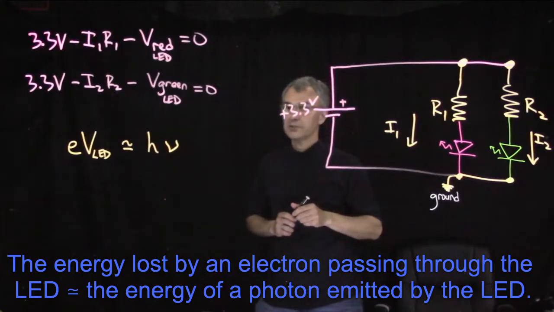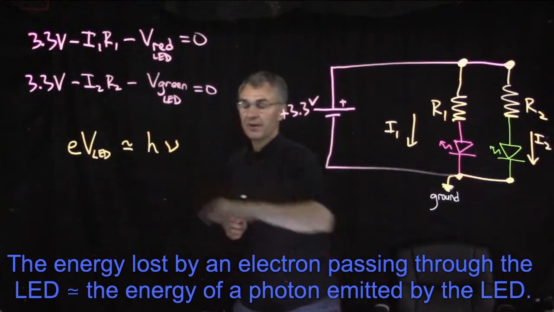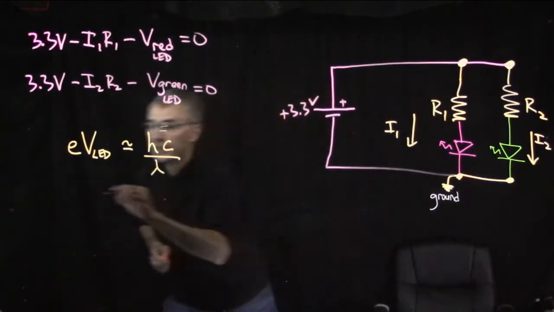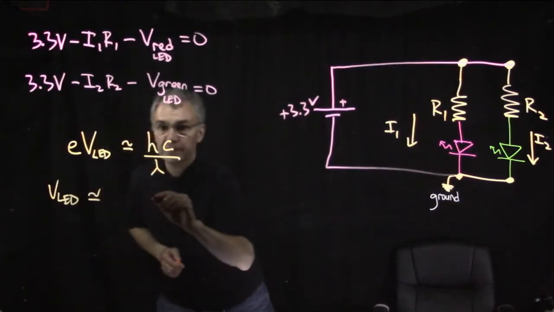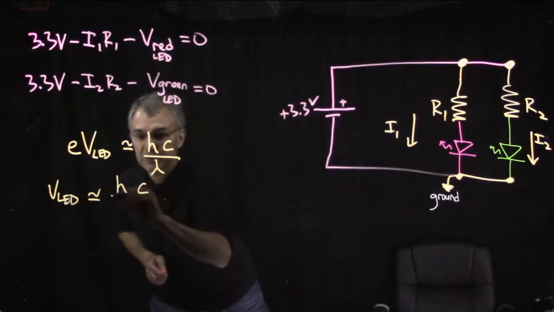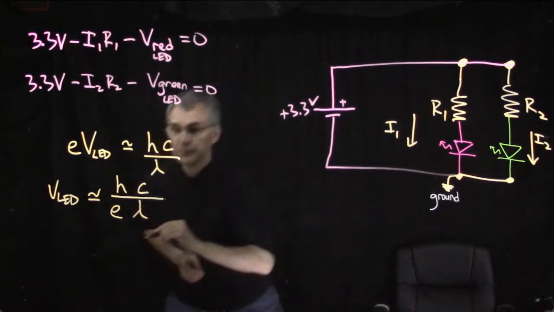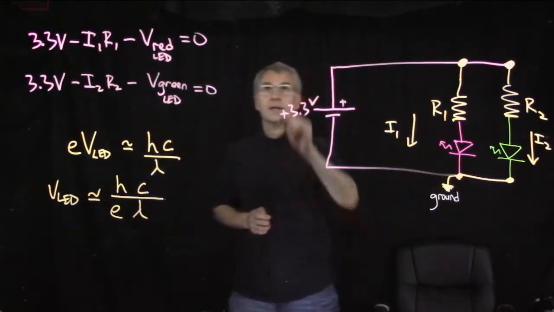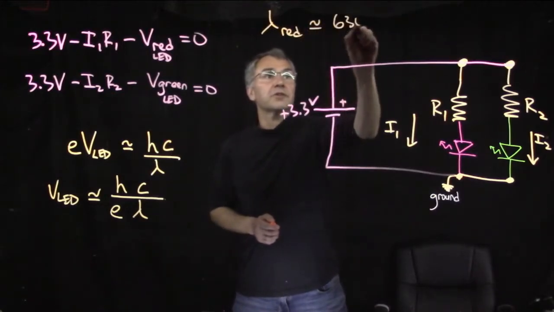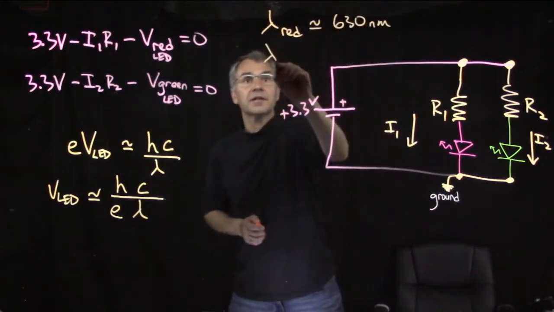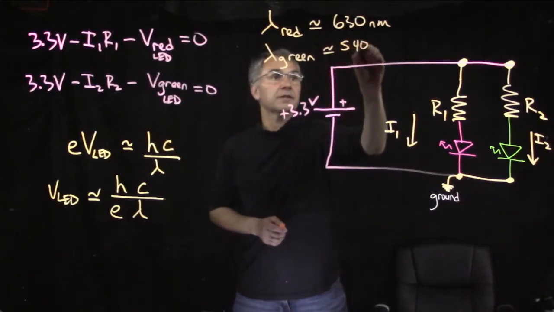It's actually more convenient to use wavelength. So instead of writing nu, we will write the speed of light c divided by lambda, the wavelength, which then tells us the voltage across the LED is approximately Planck's constant times the speed of light divided by the fundamental charge, the charge on a positron, times the wavelength. And lambda red is approximately 630 nanometers, and lambda green is approximately 540 nanometers.